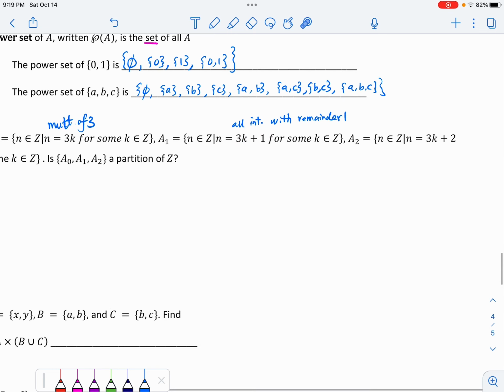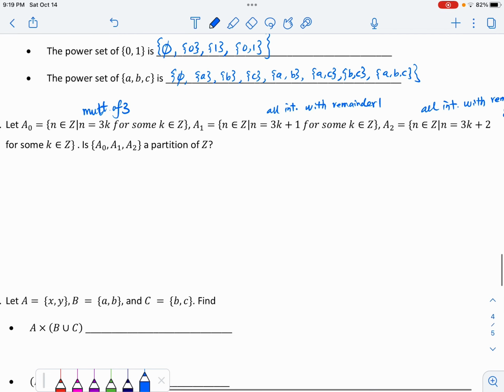And A2 is n in Z, where n is 3k plus 2. So this is a multiple of 3 plus 2. Basically, this is all integers with remainder 2. Okay. And the question is, is this a partition of Z?